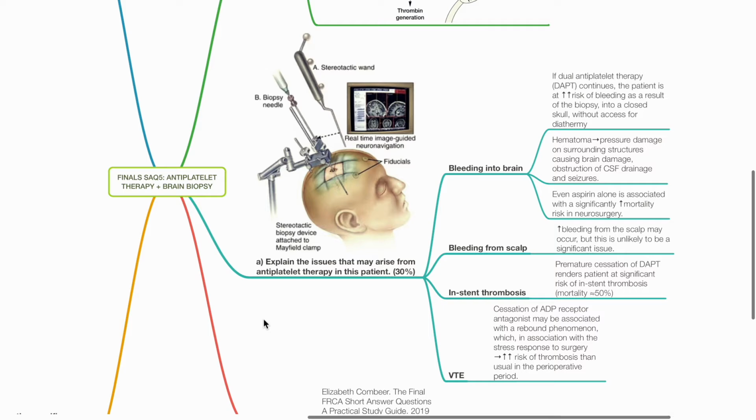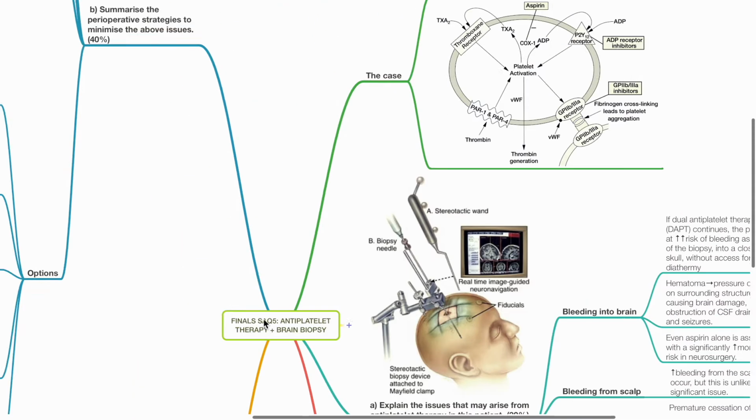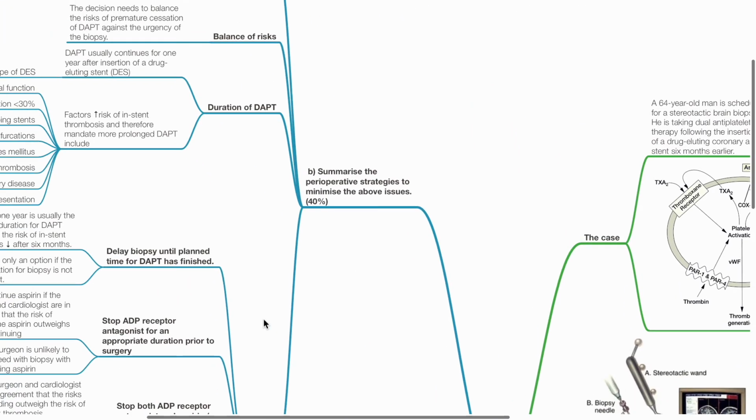Premature cessation of DAPT renders the patient at significant risk of in-stent thrombosis, which carries a mortality of up to 50%. Cessation of ADP receptor antagonists may be associated with a rebound phenomenon, which in association with the stress response to surgery, increases the risk of thrombosis more than usual in the perioperative period. B. Summarize the perioperative strategies to minimize the above issues, 40 marks.